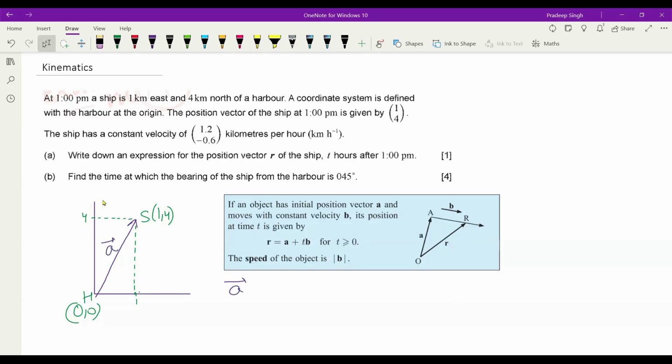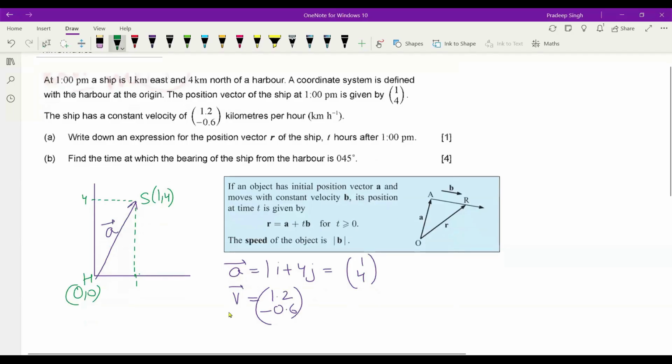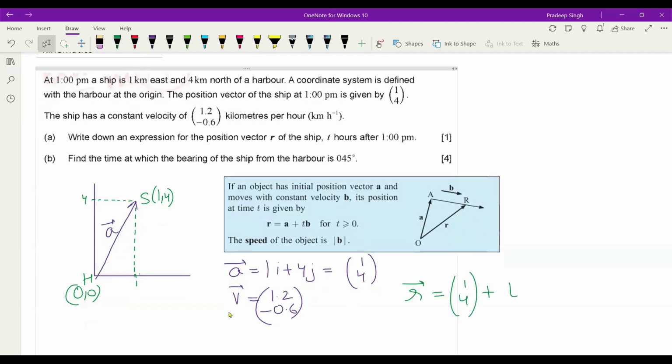So let's write down A vector. It can be written as 1i plus 4j, or in the column notation, we can write it like 1, 4. The velocity vector they have given already. So the velocity vector is 1.2, -0.6. This is the B which we require for this expression. Hence, putting both the values, we will write down the vector R as 1, 4, which is the initial position vector, plus t times the velocity vector, which is 1.2, -0.6.